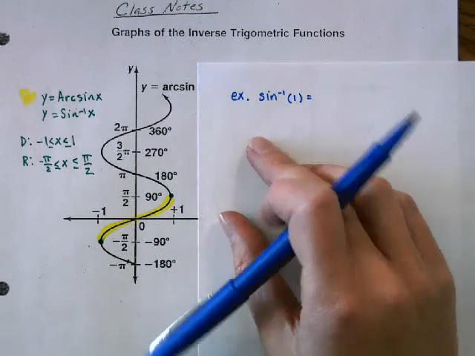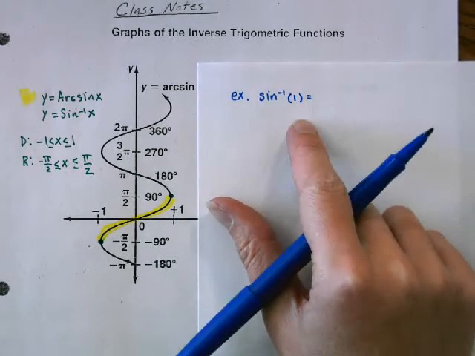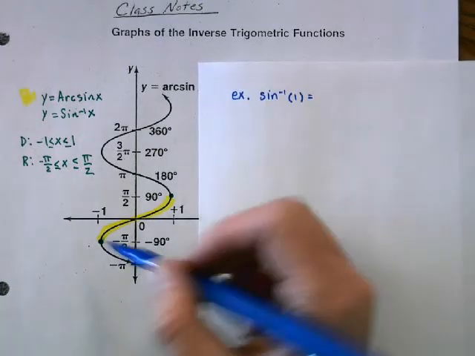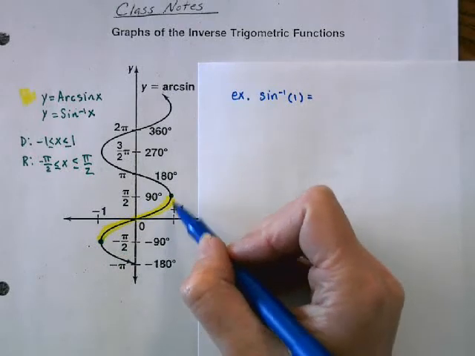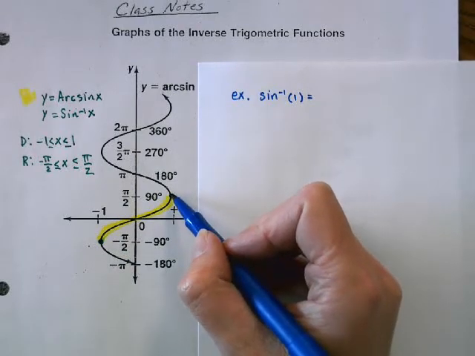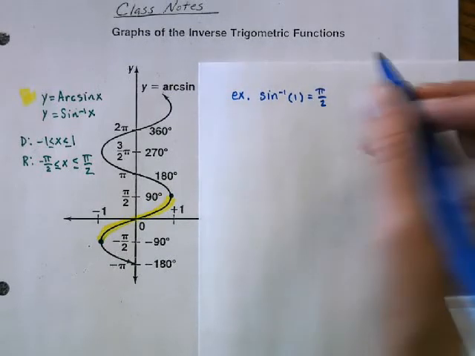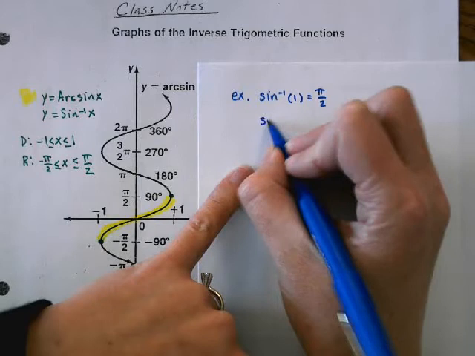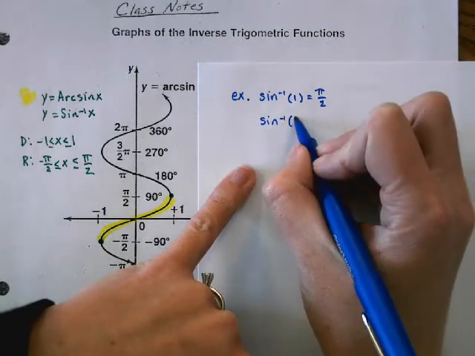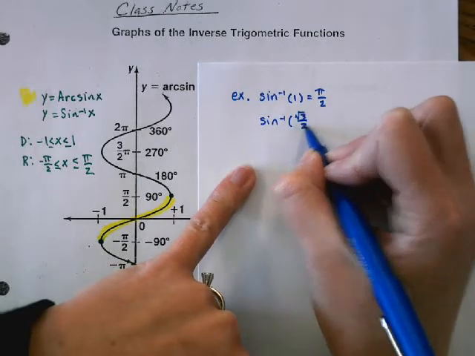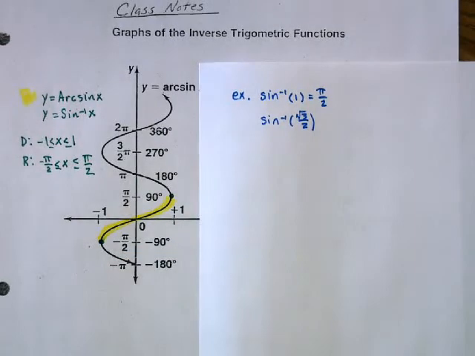So now let's say I want to know what the sine inverse of 1 is. It should be pretty clear from this graph that my 1 is at π/2. So my answer here is going to be π/2. But what if I did something like √3/2? We would need to use the unit circle.